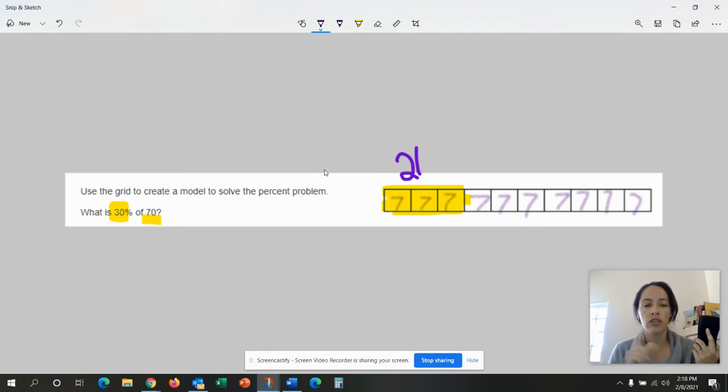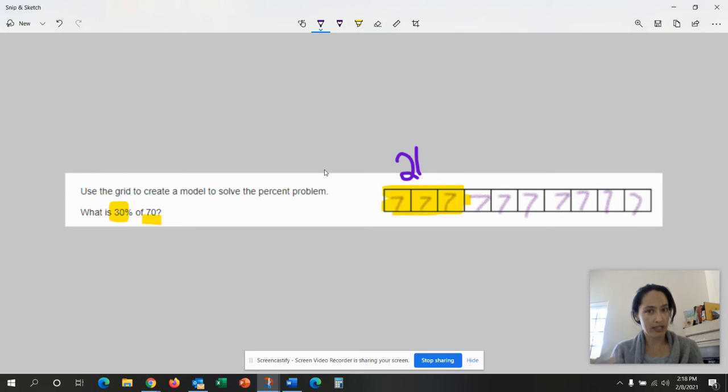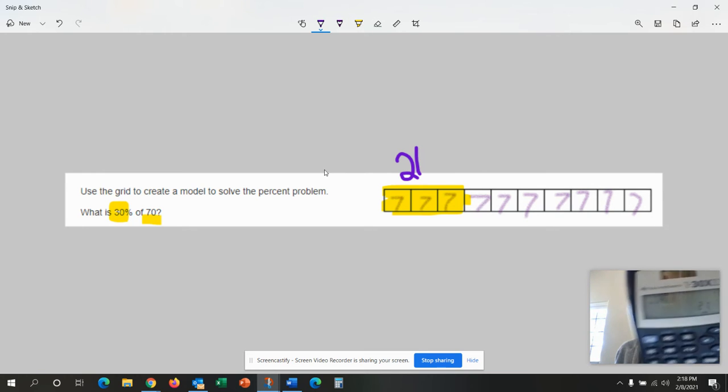You learned another method. You can change that 30% to a decimal, which is 0.3. 3 tenths, that's 30 hundredths, which reduces to 3 tenths, just like this visual. 3 tenths is the correct way to say that decimal. 0.3 times 70. Boom, 21.